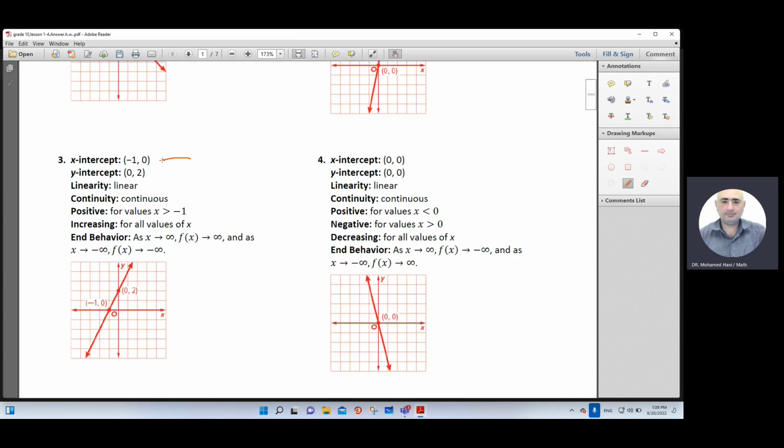We can represent (-1, 0) and (0, -2). Then match between them, you can get the function. And for number 4, the same idea. We have (0, 0) and (0, 0).